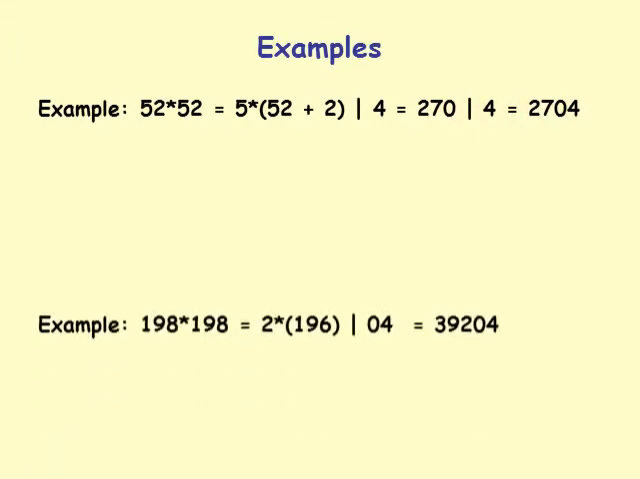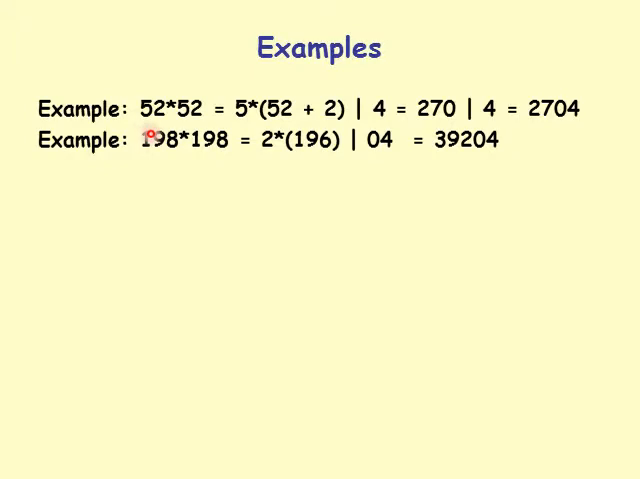Let's continue here. For 198 times 198, base is 200, which is 2 times 100, and deviation is minus 2. So double the deviation gets me 196. Multiply that with the proportionality 2. On the right, I get 04 because base is 200. 200 has two zeros, and this 4 has to fit within those two zeros, so that's 04. So the answer is 39204.